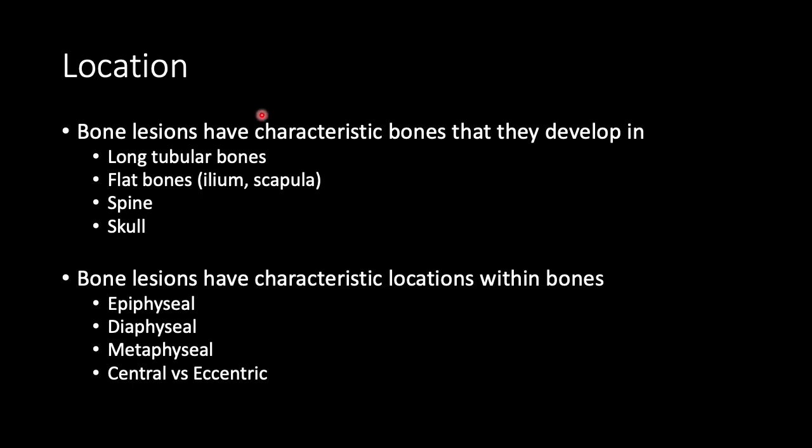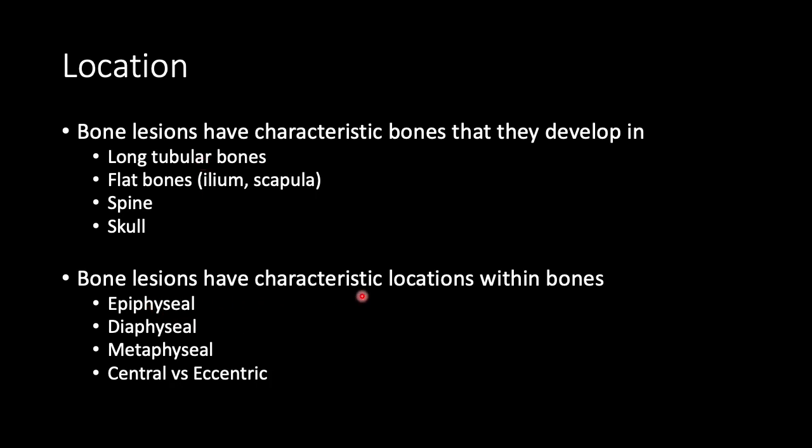Just a note on location. Bone lesions do have characteristic bones that they develop in: long tubular bones, flat bones, spine, and skull. If you see lesions in these locations, that helps you already narrow down your differential. So I'm just trying to emphasize the importance of location.